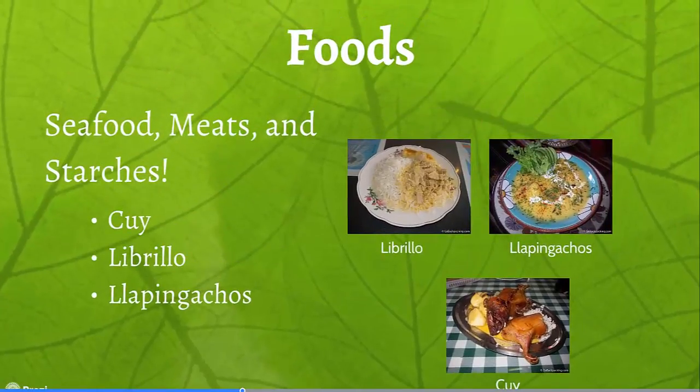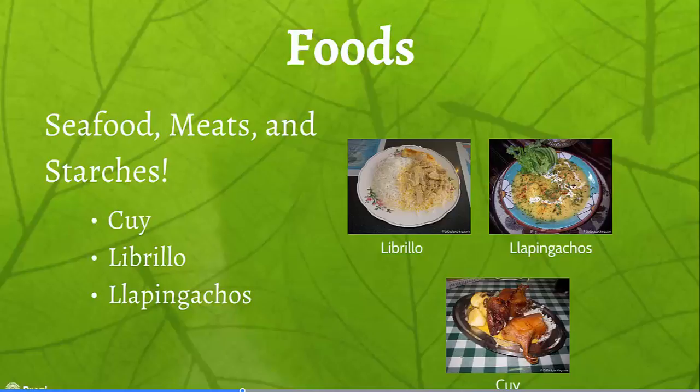A typical meal in Ecuador consists of soup and a rice platter. Seafood, meats, and starches like potatoes and rice are eaten at every meal. Koi, or guinea pig, is a popular meal in Ecuador and other places in South America. Librillo is the cooked and chopped inner lining of a cow's stomach that is eaten in the mountain regions.